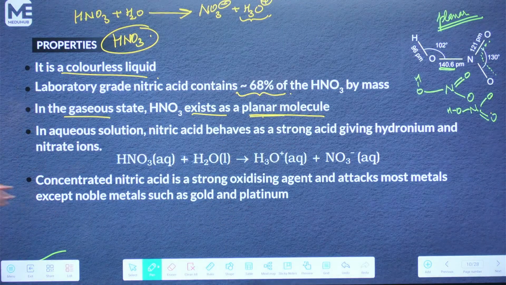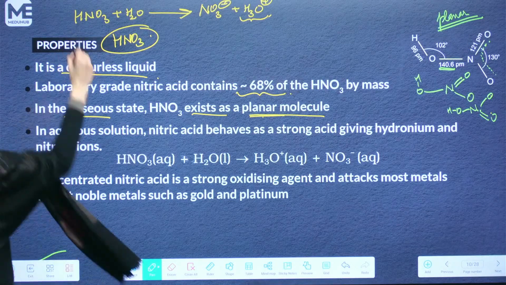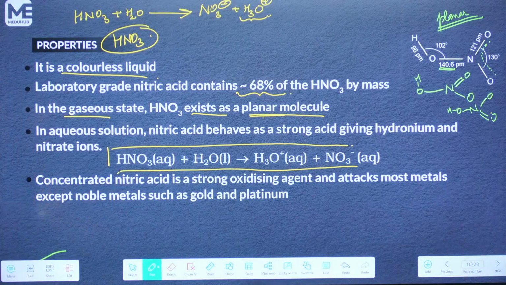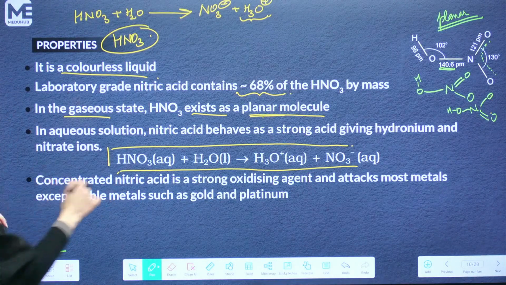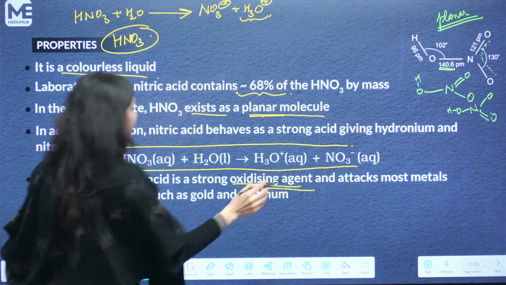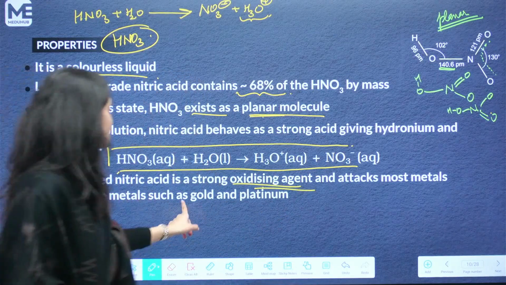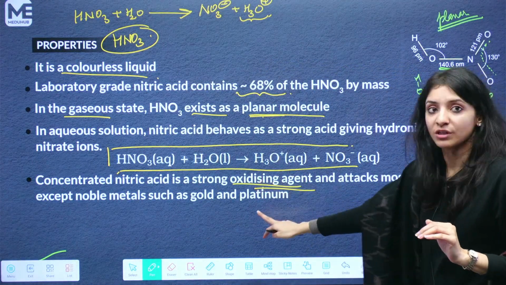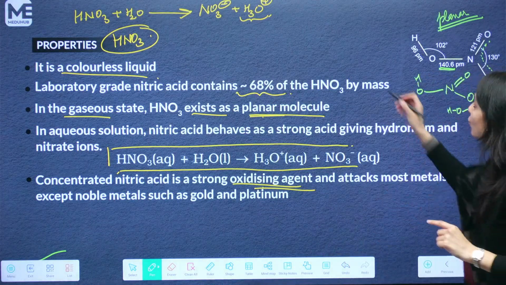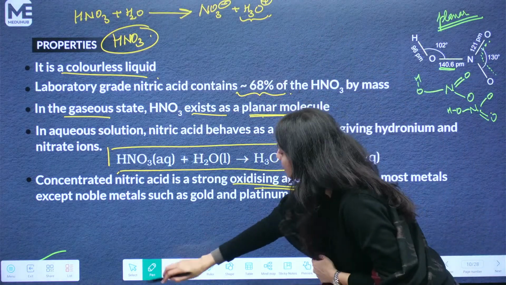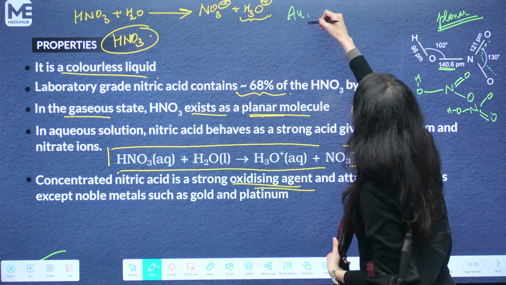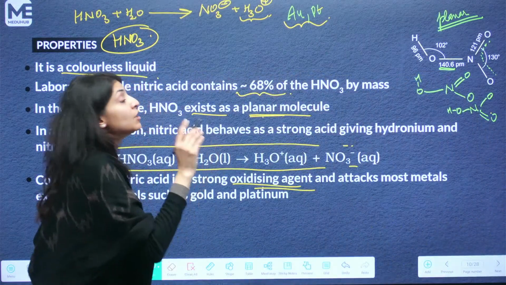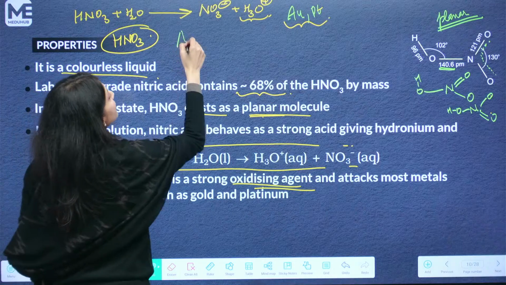In aqueous solution, nitric acid behaves as a strong acid. We just discussed this here. So we get NO3 minus ions. Concentrated nitric acid is a very strong oxidizing agent and it attacks most metals except gold and platinum. So सारे metals, most of the metals HNO3 में dissolve हो जाते हैं except gold and platinum. Gold और platinum noble metals हैं. Au and platinum. So ये HNO3 में नहीं होते because they are the least reactive of the metals. What do they dissolve in? They dissolve in aqua regia.